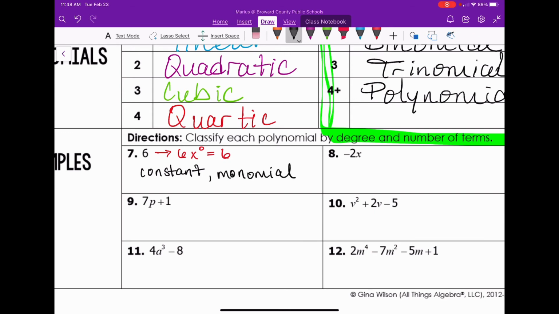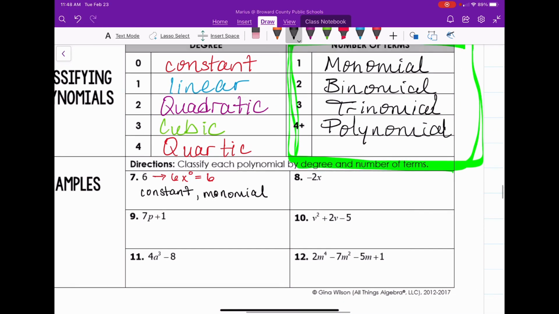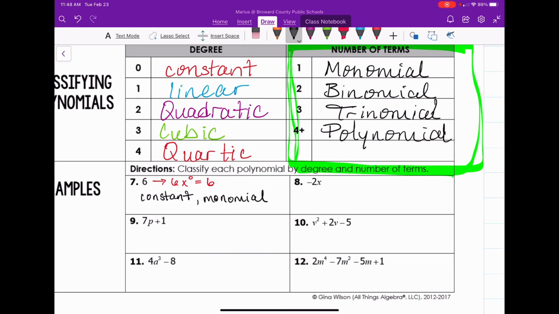Let's take a look at number 8. Number 8 is negative 2x, but we can really write that to say negative 2x to the first power. And since it has a degree or exponent of 1, this makes it a linear polynomial. And in the sense it's only negative 2x, it's just a monomial. So it's a linear monomial. Let's spell that correctly. All right, linear monomial.